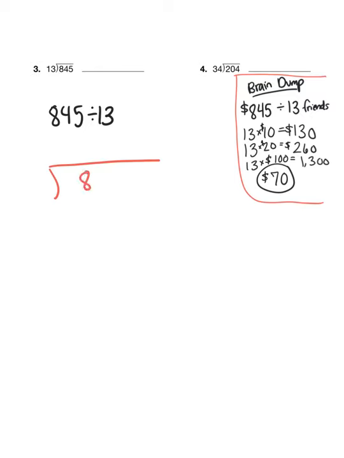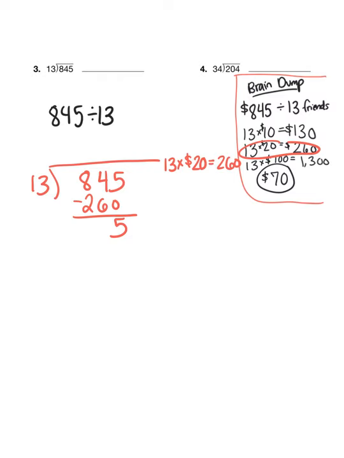So I'm going to do $845 shared with 13 friends. And I'm going to start by giving each of my 13 friends $20. So that'll be $260 that I give out to my friends. Now I need to subtract to see how much money I still have left to share. And when I subtract, let's see. Looks like I have $585 left to share.